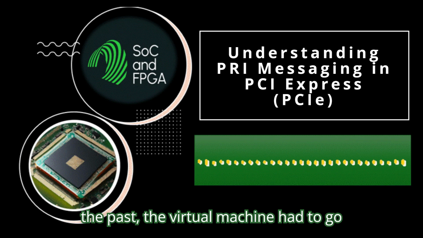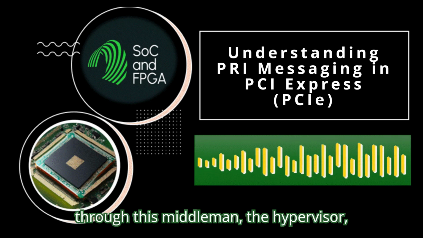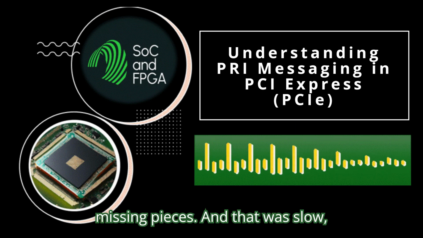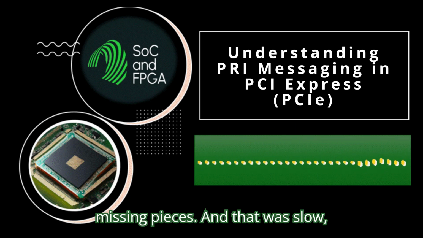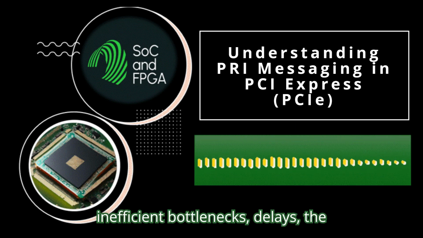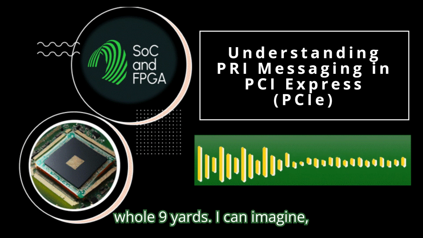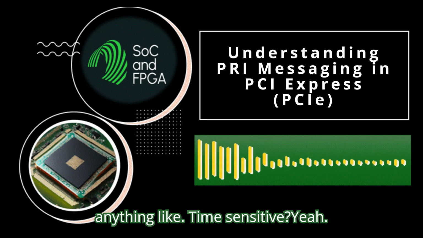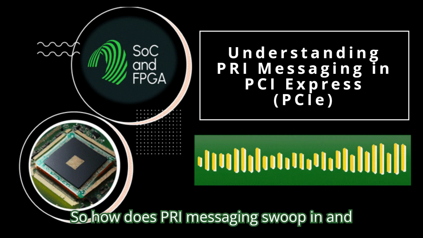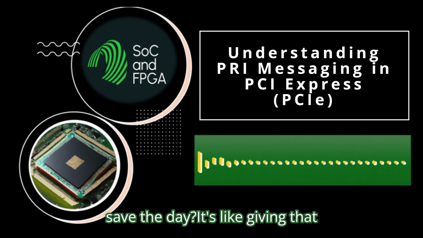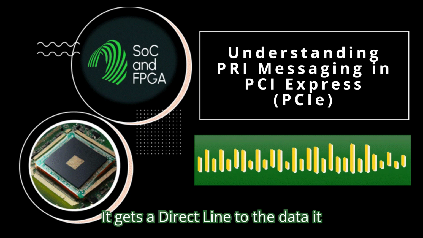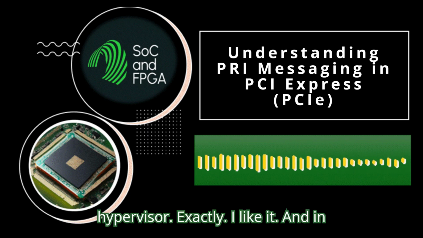In the past, the virtual machine had to go through this middleman, the hypervisor, or even the operating system, to get those missing pieces. Right. And that was slow, inefficient, bottlenecks, delays, the whole nine yards. I can imagine. Especially if you're trying to do anything time sensitive. So how does PRI messaging swoop in and save the day? It's like giving that virtual machine a key to the other room. It gets a direct line to the data it needs. No more middleman. Cutting out the hypervisor.